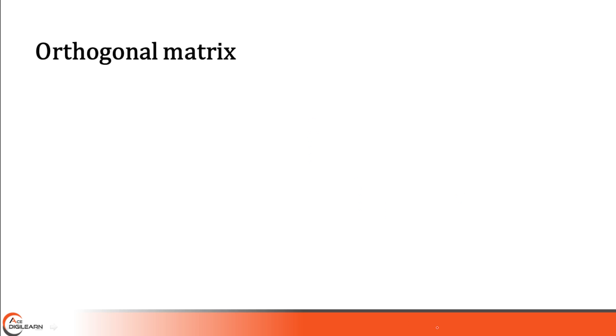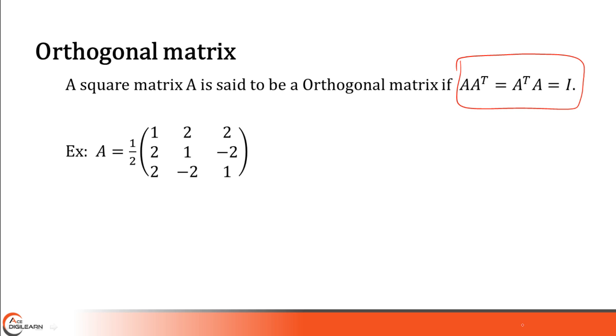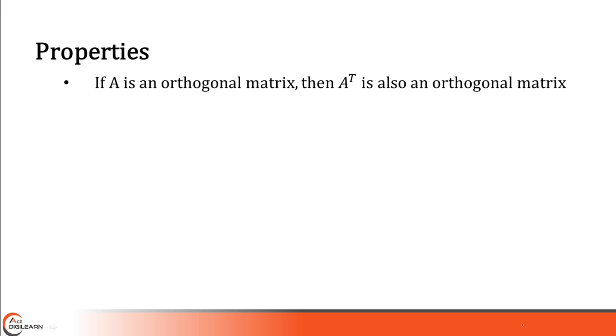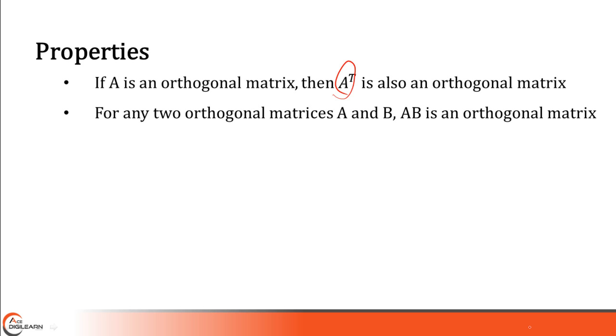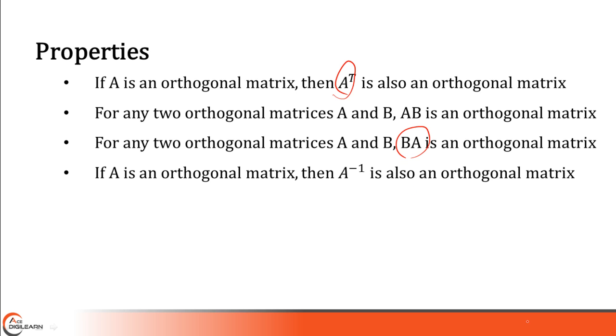Next, orthogonal matrix. A square matrix A is said to be orthogonal if A transpose A equals A A transpose equals I. See an example. Properties of orthogonal matrix. If A is orthogonal, A transpose is also orthogonal. For any two orthogonal matrices A and B, AB is an orthogonal matrix and BA is also an orthogonal matrix. If A is orthogonal, then A inverse is an orthogonal matrix.